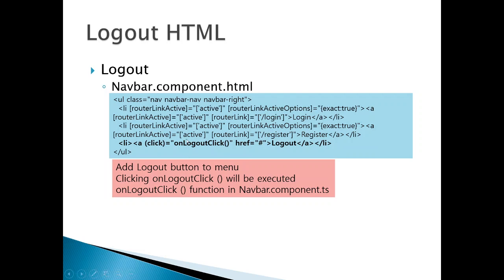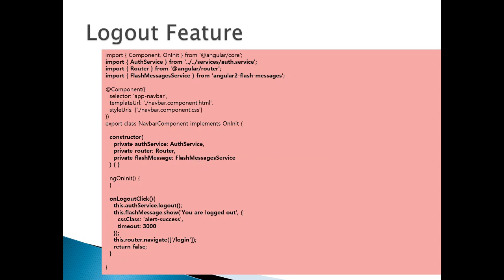On logout, we will call the on logout click function, and in this function we are calling the logout method, which will clear our local storage. And from the next request we don't have any token to attach, so our next request needs to be re-authenticated with our server, so that the user will be logged out from the system.